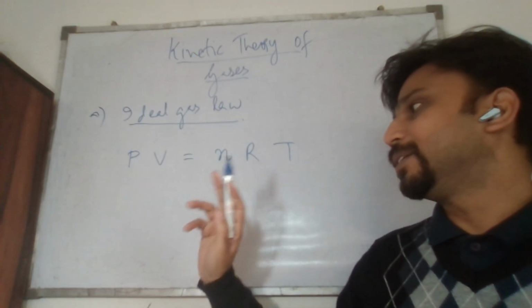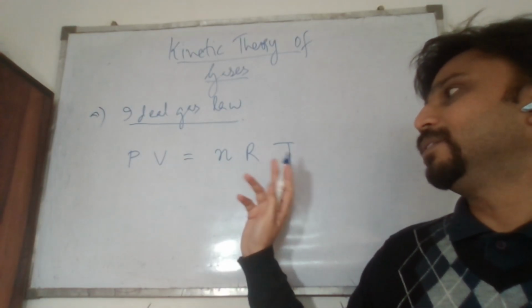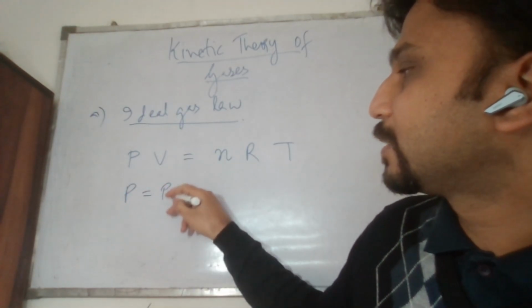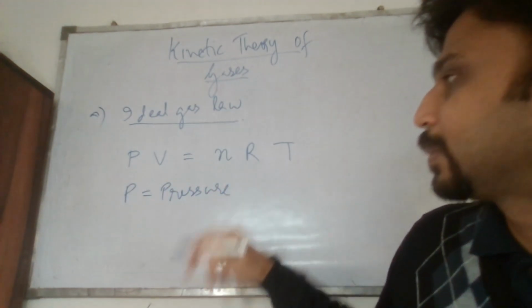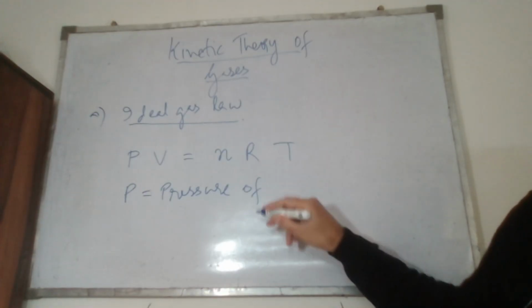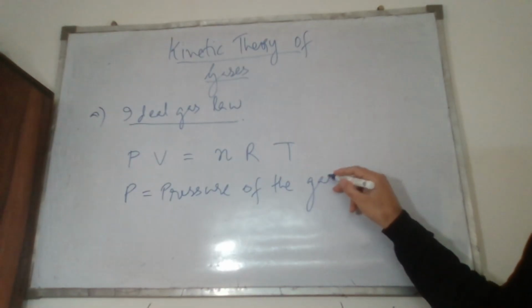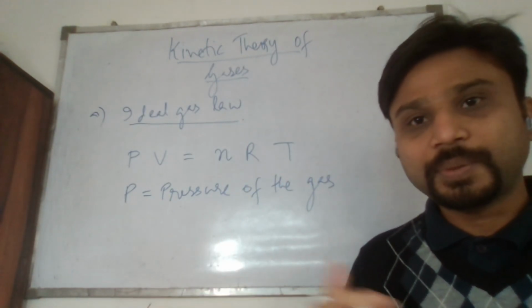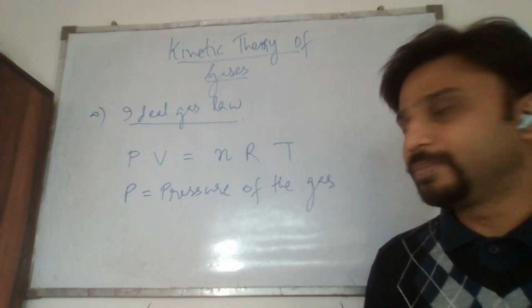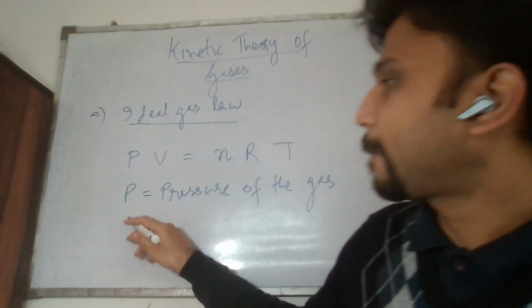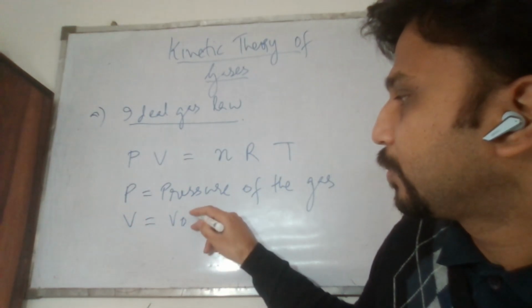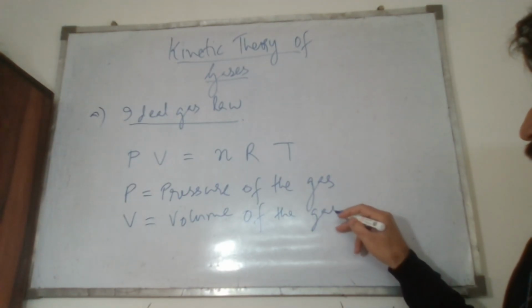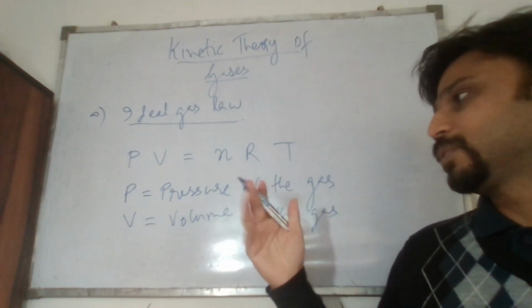So I just want to write down what P, V, n, R, and T denote. P denotes the pressure of the gas. So in that balloon example, what would be the pressure of the gas if I fill the whole balloon with some air? Then V is the volume of the gas. So how big is the balloon?